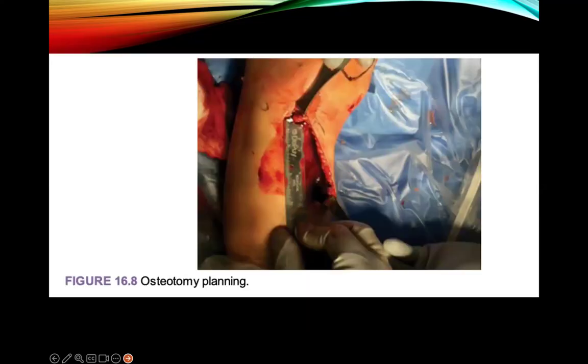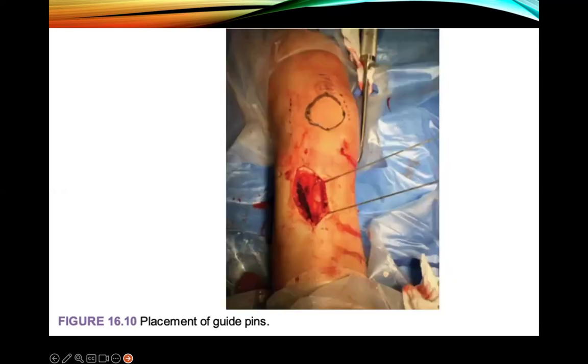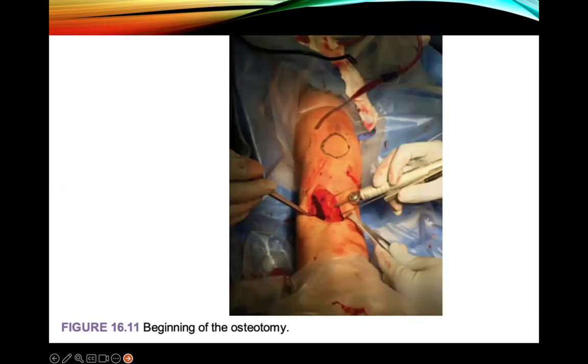Second is marking and planning of the osteotomy. Typically, 1 centimeter of bone removal is done for distalization, and around a 7 centimeter osteoperiosteal flap is elevated for the osteotomy. This is the outline of the osteotomy that has been drawn with the marker, as you can see here on the tibia. Then you place two guide pins at a 40-degree angle from medial to lateral. Then you use a sagittal saw to complete the osteotomy from distal to proximal.